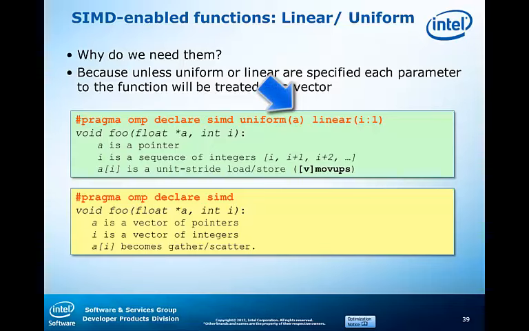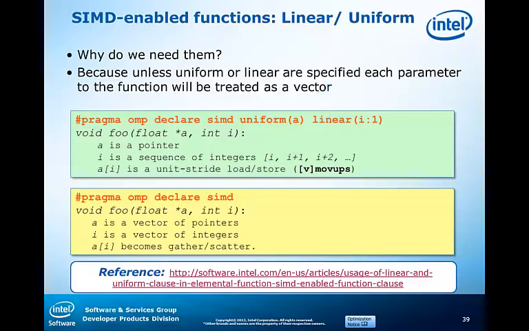Using the uniform clause, we can specify that all vector lanes will share a given variable. In this example, all the vector lanes share a copy of the base address of A. The linear clause tells the compiler that it can assume that the variable i is used in a monotonically increasing fashion with stride 1 in this case, so multiple copies of i do not need to be passed to the function as a vector. For a more detailed exploration of this topic, read the following article on software.intel.com entitled Use of Linear and Uniform Clause in Elemental Functions.